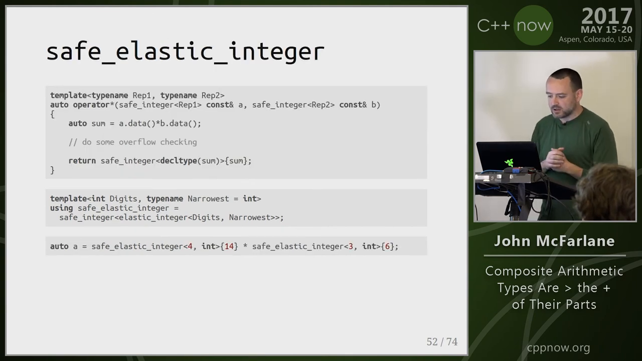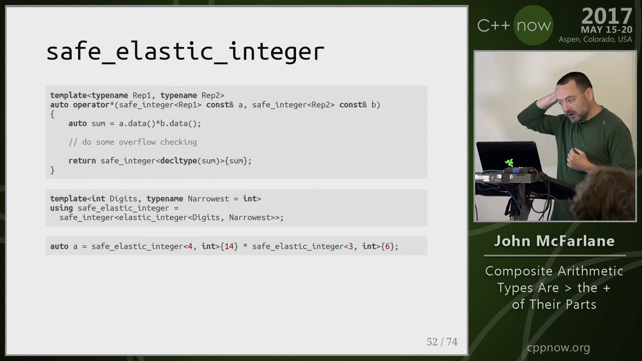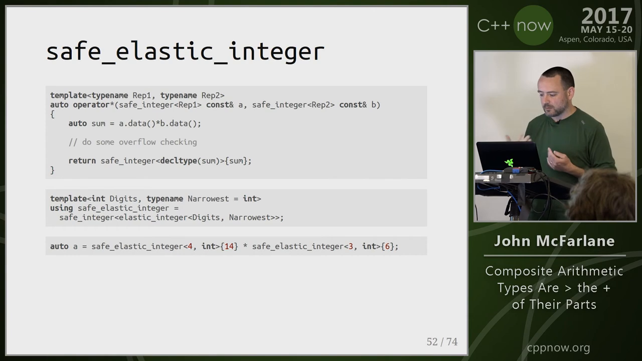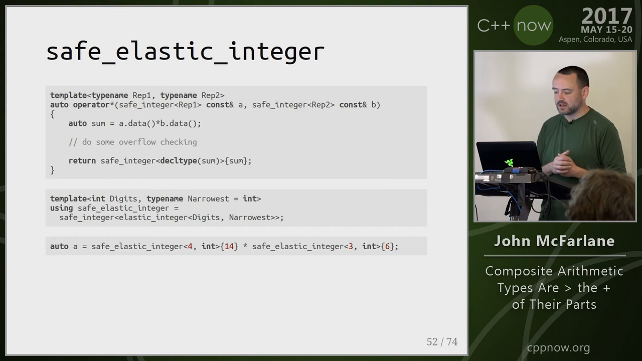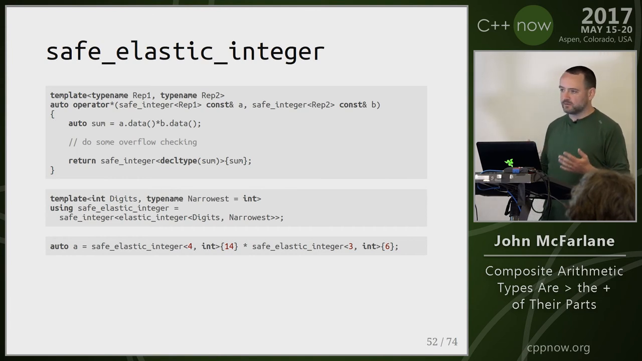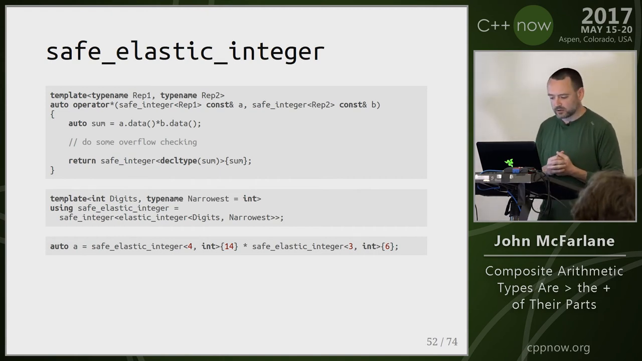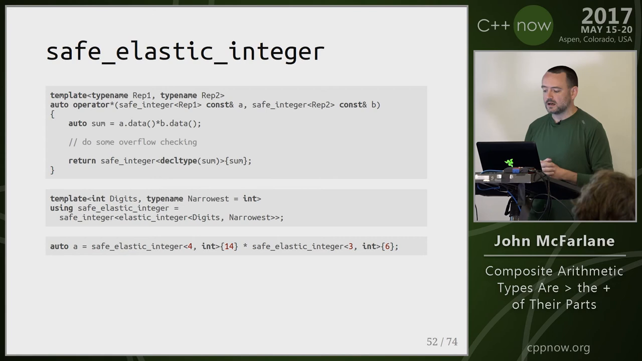Okay, so right here, rep one is an elastic integer with 4 bits, and it's signed. Rep two is an elastic integer of 3. When we sum them, we're going to get a result that's 7 bits wide, and we know this is not going to overflow because there are no values of the operands that can cause overflow in a 7-bit integer.